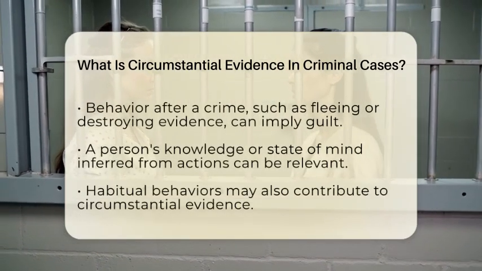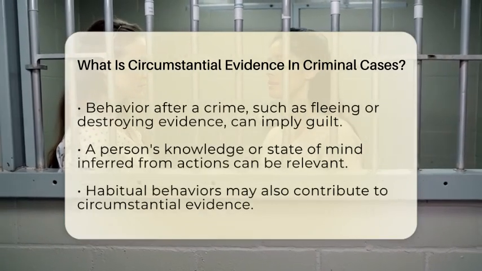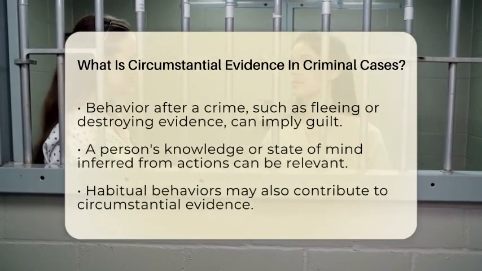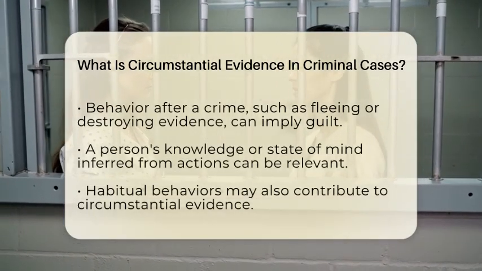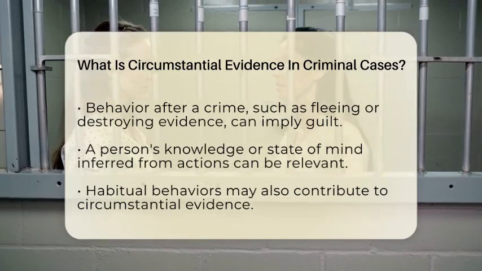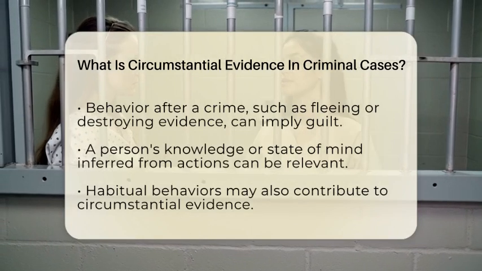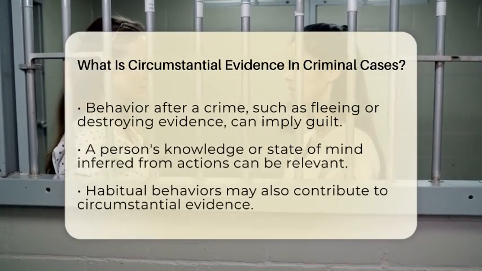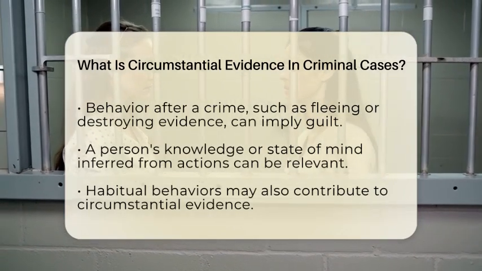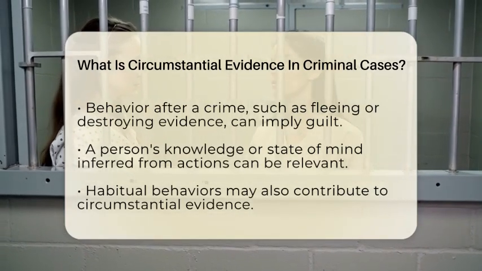Physical evidence like fingerprints, DNA, or weapons found at the crime scene can serve as circumstantial evidence as well. Behavior after a crime is another important factor. If a person flees the scene, provides a false alibi, or destroys evidence, these actions can imply guilt. Knowledge or state of mind inferred from someone's actions can also be relevant. Even habitual behaviors can play a role in building a case based on circumstantial evidence.